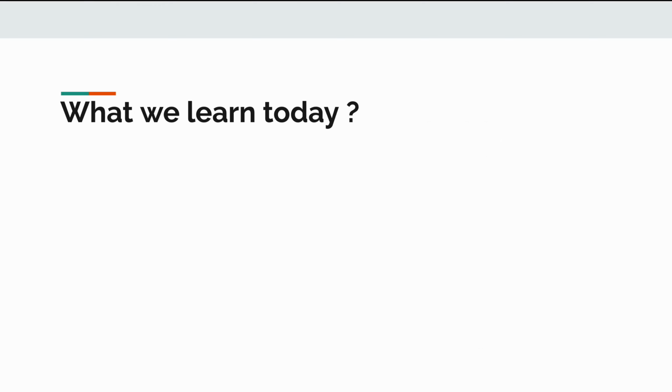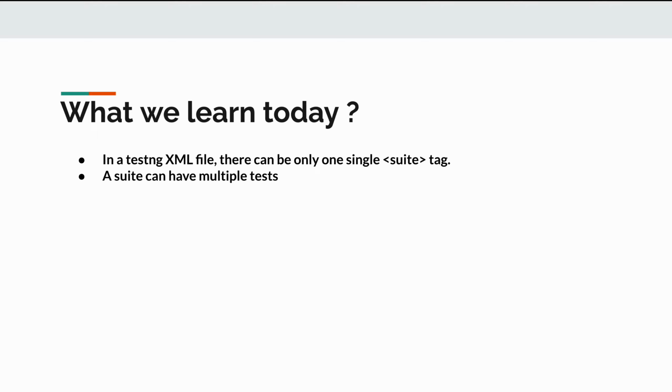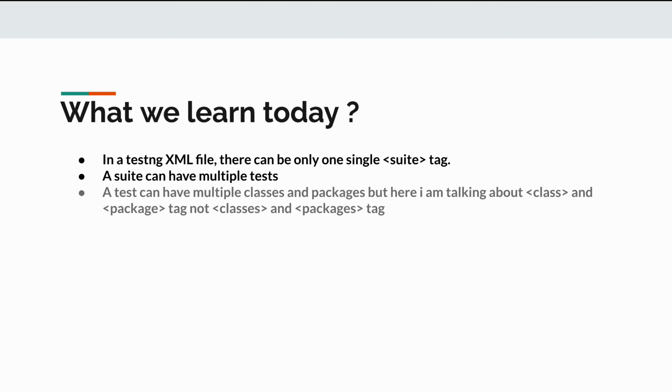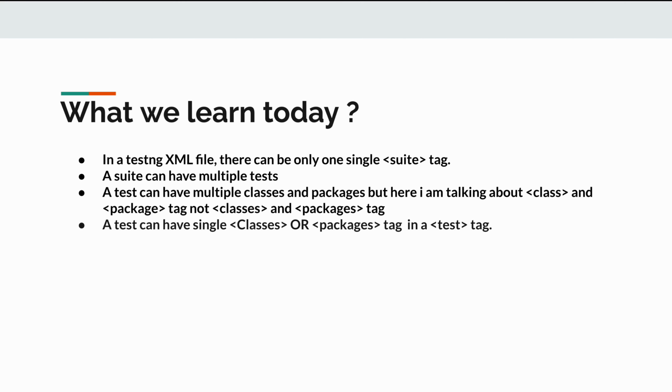So what did we learn today? We learned that in a TestNG XML file, there can be only one single suite tag. You cannot define more than one suite tag inside the XML file. A suite tag can have multiple tests. A test can have multiple class and package tags, but here I am talking about the class and package tags, not the classes and packages tags. A test can have either a single classes tag or a packages tag in a test tag. You cannot add both, classes and packages, inside a test tag.